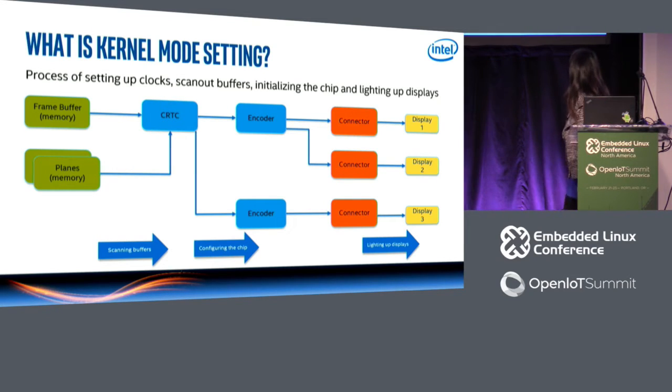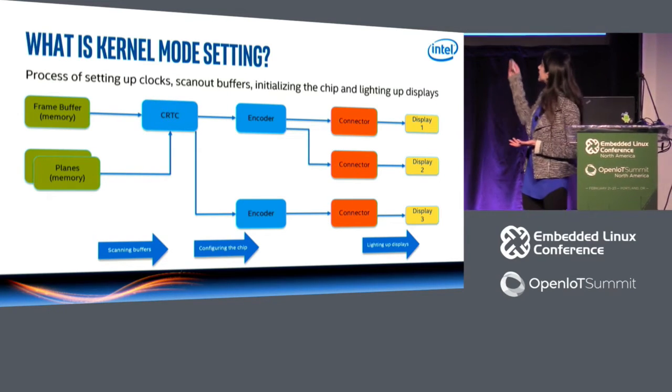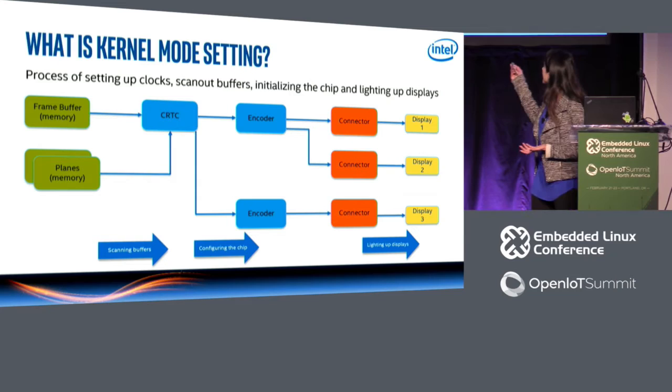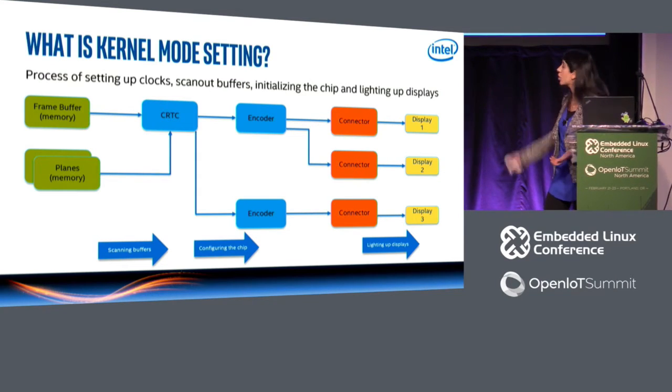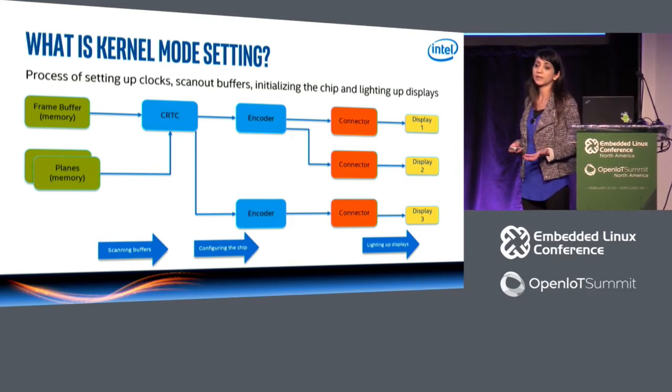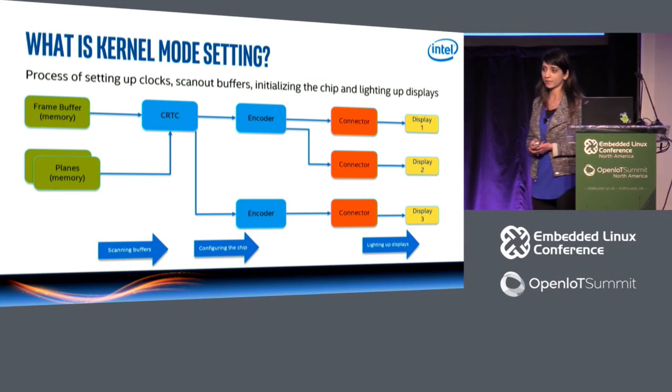And then finally, you light up the displays and you see the picture on the screen. So this process of setting up the clocks, scanning out the buffers, initializing the chip, initializing the pieces of hardware like the CRTC or the encoder, and finally lighting up the display is called kernel mode setting.